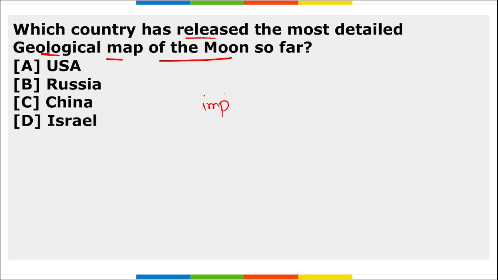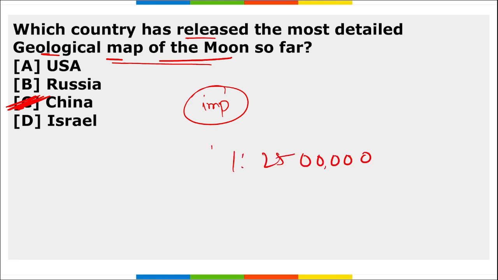Next, which country has released the most detailed geological map of the moon so far? Highly important question. The country that released the most detailed geological map of the moon so far is your China. China has recently released the most detailed geological map of the moon. These details of craters and structures were not recorded before. The USA's Geological Survey has mapped and classified the entire lunar surface in collaboration with NASA in 2020. However, the map registers finer details than the US map, and the new comprehensive geological map of the moon has a scale of 1:2,500,000. That is 1 is to 25 lakh. This is the scale of the map of the moon that was mapped by China.